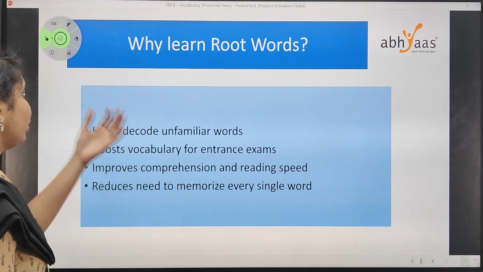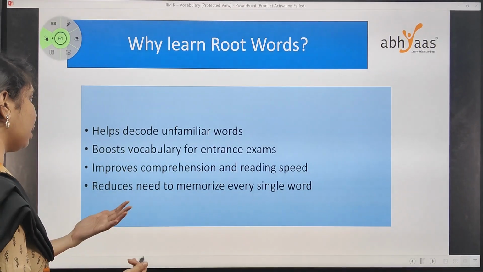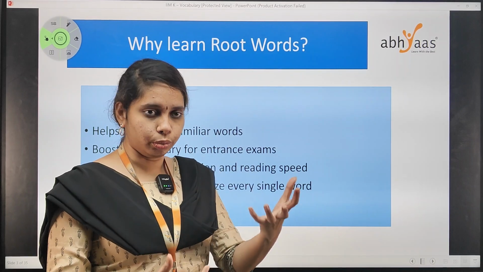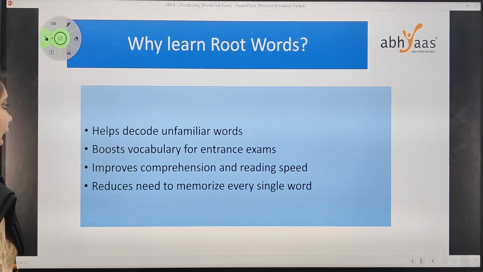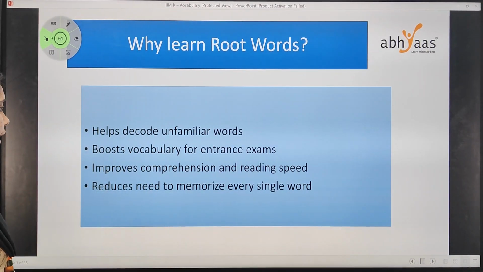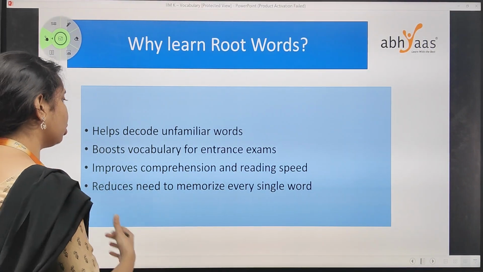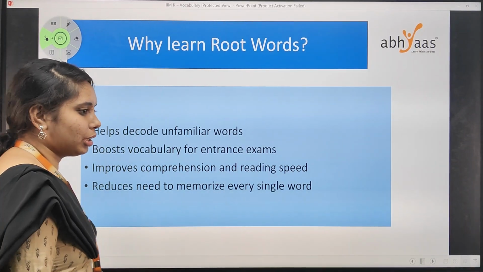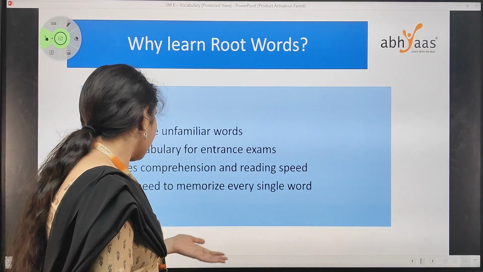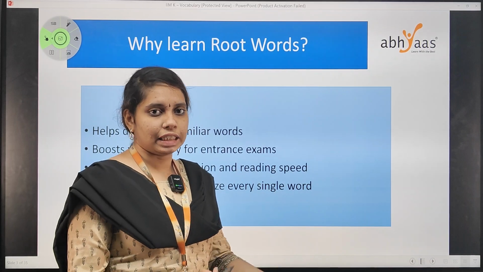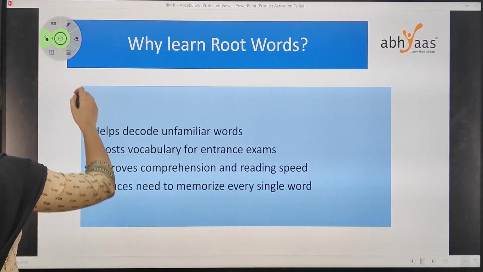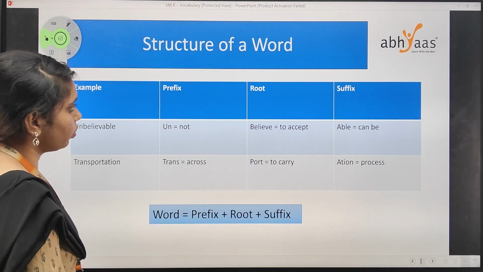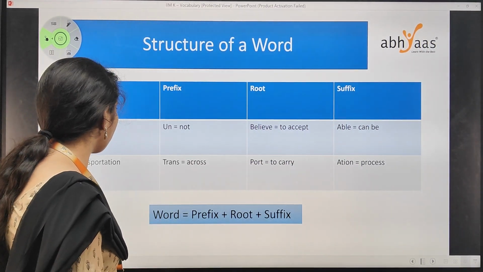So why do we have to learn these root words? Because what happens is when you encounter a new word, especially in your competitive exams, it would become easy if you already have some knowledge of the root words part. Okay, it definitely improves your RC also, your reading comprehension speed and analysis speed, and of course it reduces the necessity to memorize every single word, right? So root words are important because it will make it easy for you guys to identify new words and also help you build a lot of vocabulary.